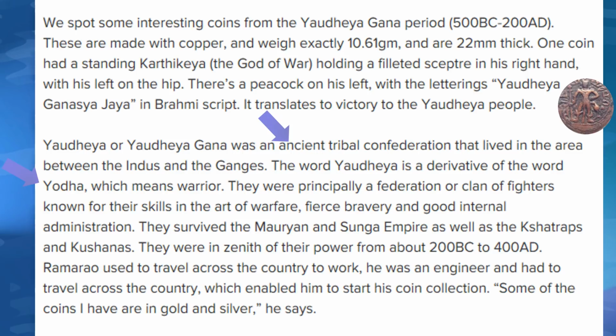The Yaudheya Ghana people were known as an ancient tribal confederation, and they lived in the area of the Indus and the Ganges. And also they were known as a fighter clan. So they were known to be very brave. They were great in warfare, great political structure. Also, again, related to the Marian people. Also, you see Kushanas mentioned again. And so all of these people were apparently in a similar area in India.